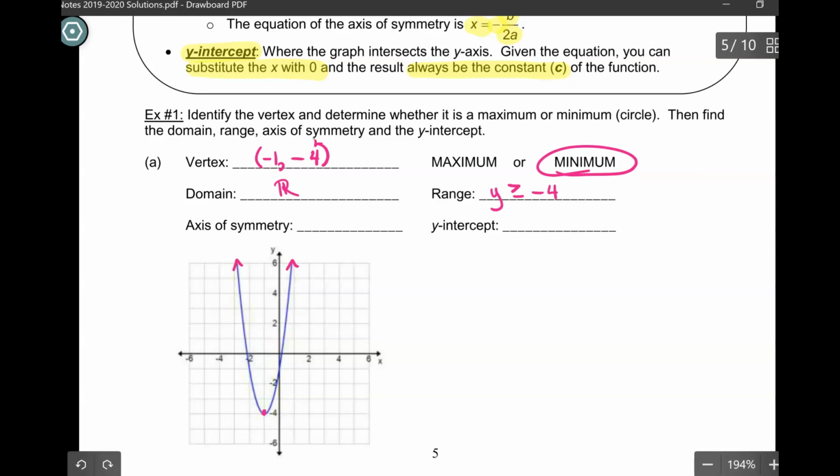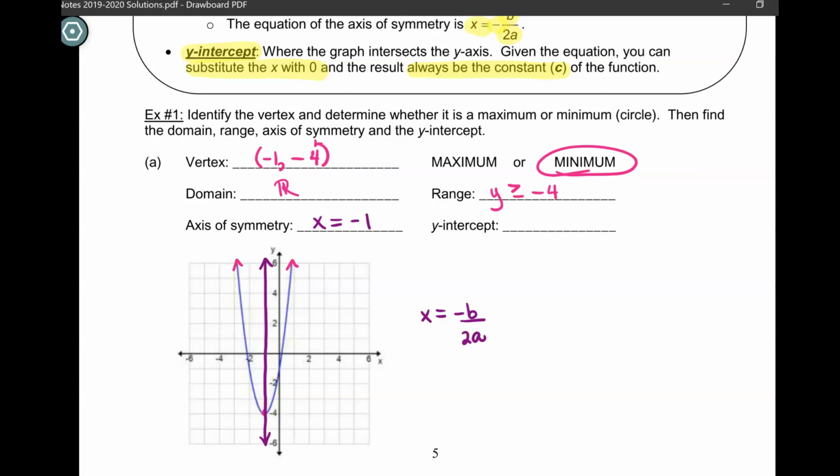Next, we want to find the axis of symmetry. The axis of symmetry, again, is the line that goes right through the middle. If we're unsure, it's going to be x equals -b over 2a. Now, we don't see those values, but we have the graph. So what is the equation of this line? It's x equals -1. So we just look at the x-coordinate of the vertex.